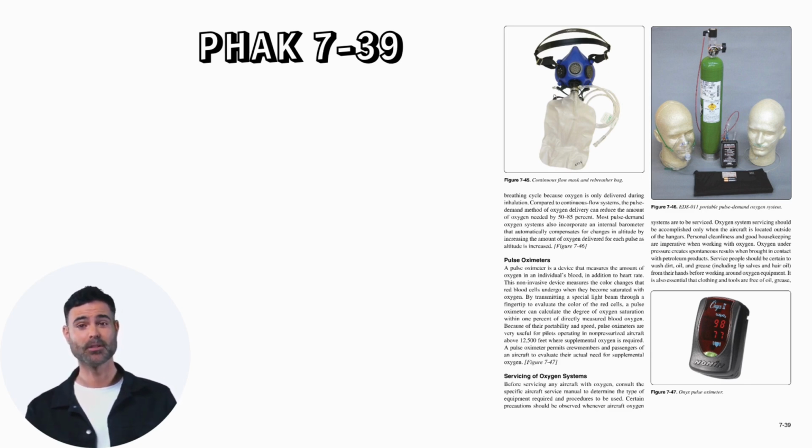Pulse oximeters. A pulse oximeter is a device that measures the amount of oxygen in an individual's blood, in addition to heart rate. This non-invasive device measures the color changes that red blood cells undergo when they become saturated with oxygen. By transmitting a special light beam through a fingertip to evaluate the color of the red cells, a pulse oximeter can calculate the degree of oxygen saturation within 1% of directly measured blood oxygen.